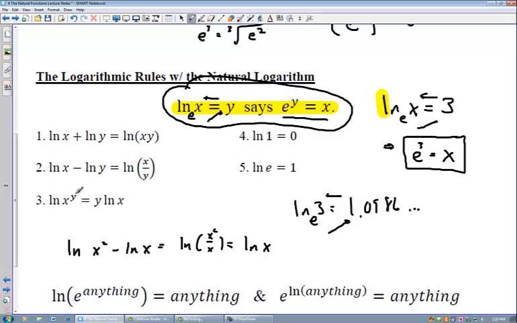This one's very important. If you have ln of something to a power, the power can come down in front. And so this helps us solve exponential equations. So like if you have e to the x equal to 3, and you want to solve this for x, so what number of x do you plug in here?